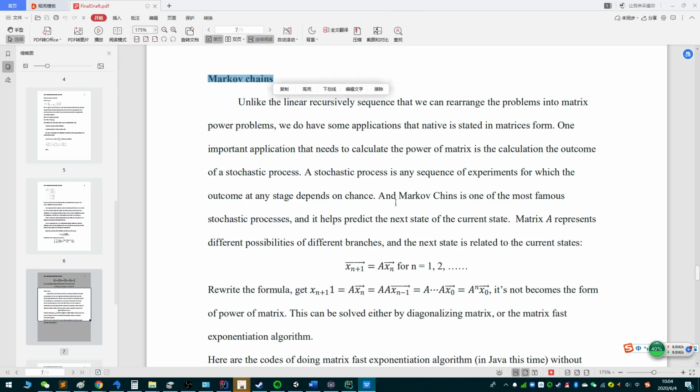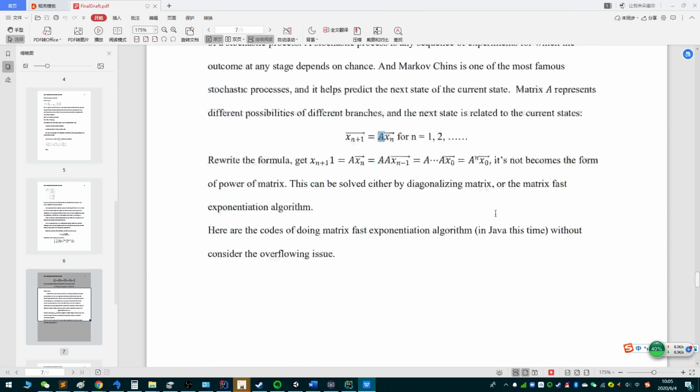We can also apply the matrix fast exponentiation to Markov chains. You can find Markov chains in the book, I think it's section 6.3. It's discussing what Markov chains are and how they are implemented with matrix powers, but it didn't talk about the fast exponentiation method. But we can apply it to that. We can also do it by diagonalizing the matrix, but applying the matrix fast exponentiation algorithm won't be that bad because it's so easy to program.